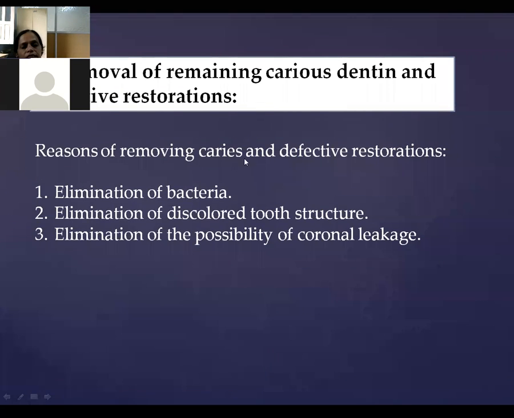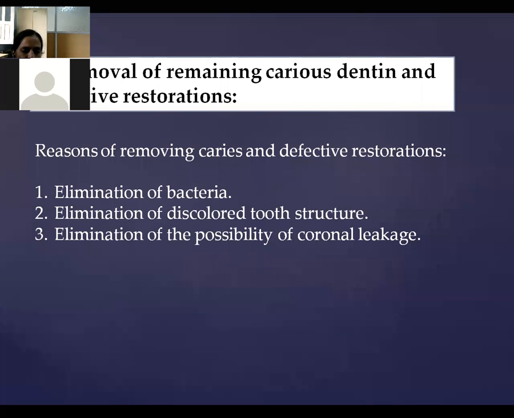So the next principle is removal of remaining carious dentin. Once you finish the access cavity and get a straight line access to the apical foramina, remove all carious dentin and remove all defective restoration. Carious dentin is removed to remove the bacteria, the toxins, the soft dentin, the soft enamel. That is infected. If you don't remove the infected dentin, bacteria and toxins, your pulp cavity will again become infected because of these bacteria.